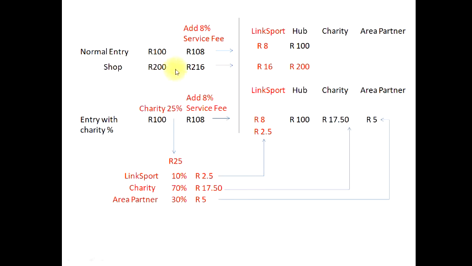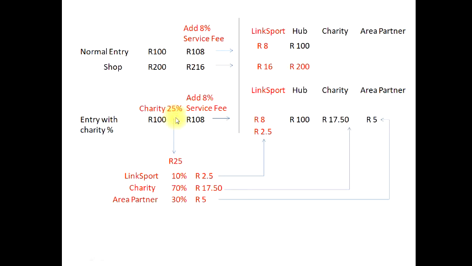Exactly the same in the shop. 200 Rand, plus 16 Rand. Linksport gets 16 Rand and the hub gets 200 Rand. So that works. As soon as you start adding charity percentage, it means that 25%, that's only an example. So they will choose which percentage will be included.